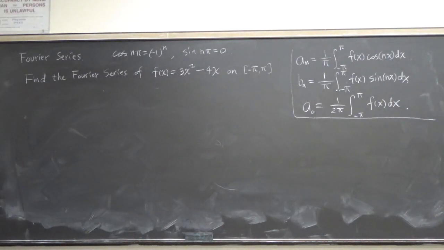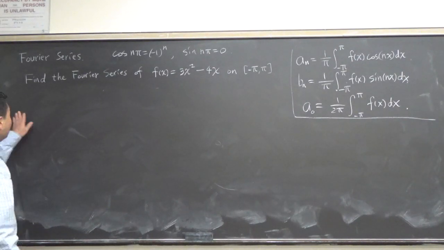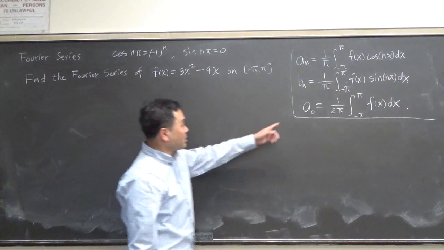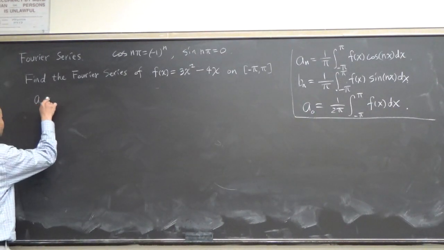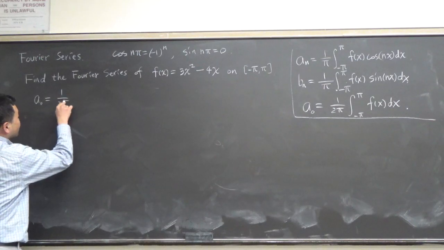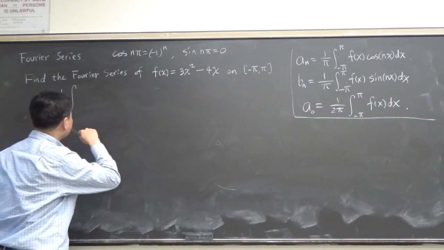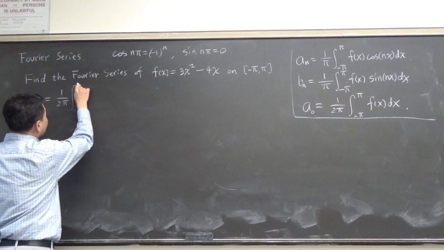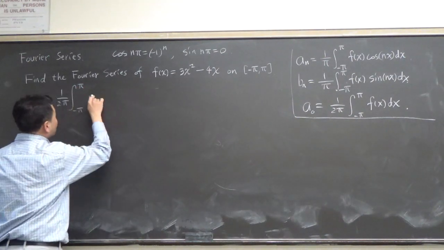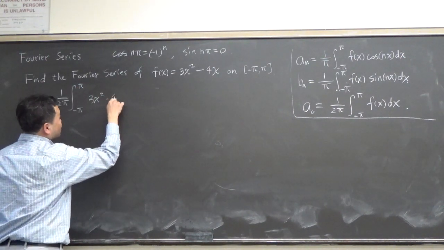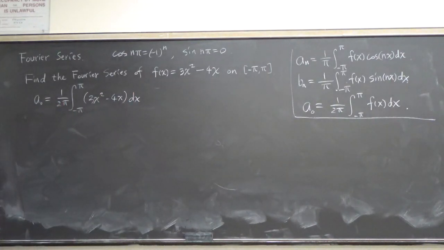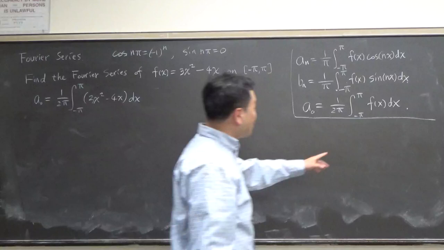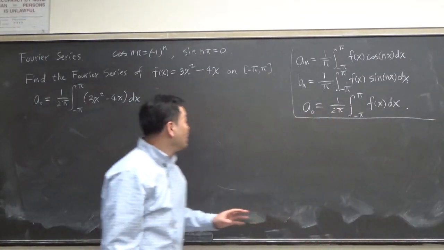All right, so now let's do the calculation. Let's do the A0 first. A0 is 1/2 pi, integral from -pi to pi of this function, 3x squared minus 4x dx. There's nothing to be multiplied, it's just by itself, right?